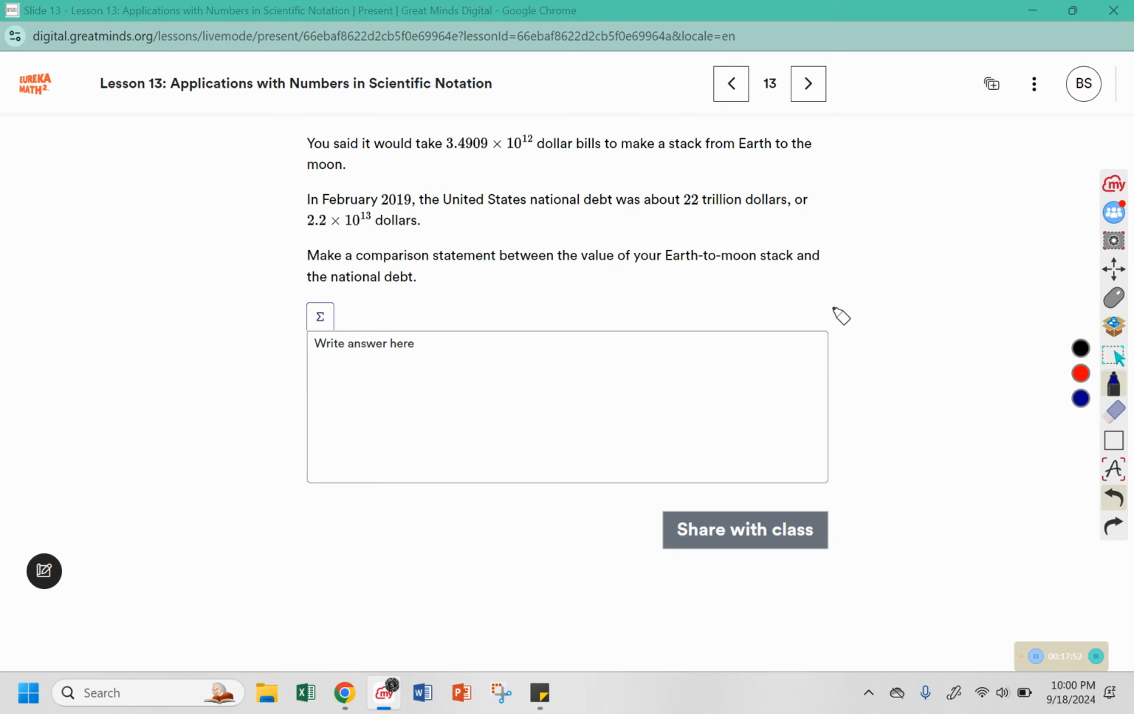Here it says you said it would take 3.4909 times 10 to the 12th dollars to make a stack from Earth to the moon. In February of 2019, the United States national debt was about $22 trillion, or 2.2 times 10 to the 13th. Make a comparison statement between the value of your Earth to moon stack and the national debt.